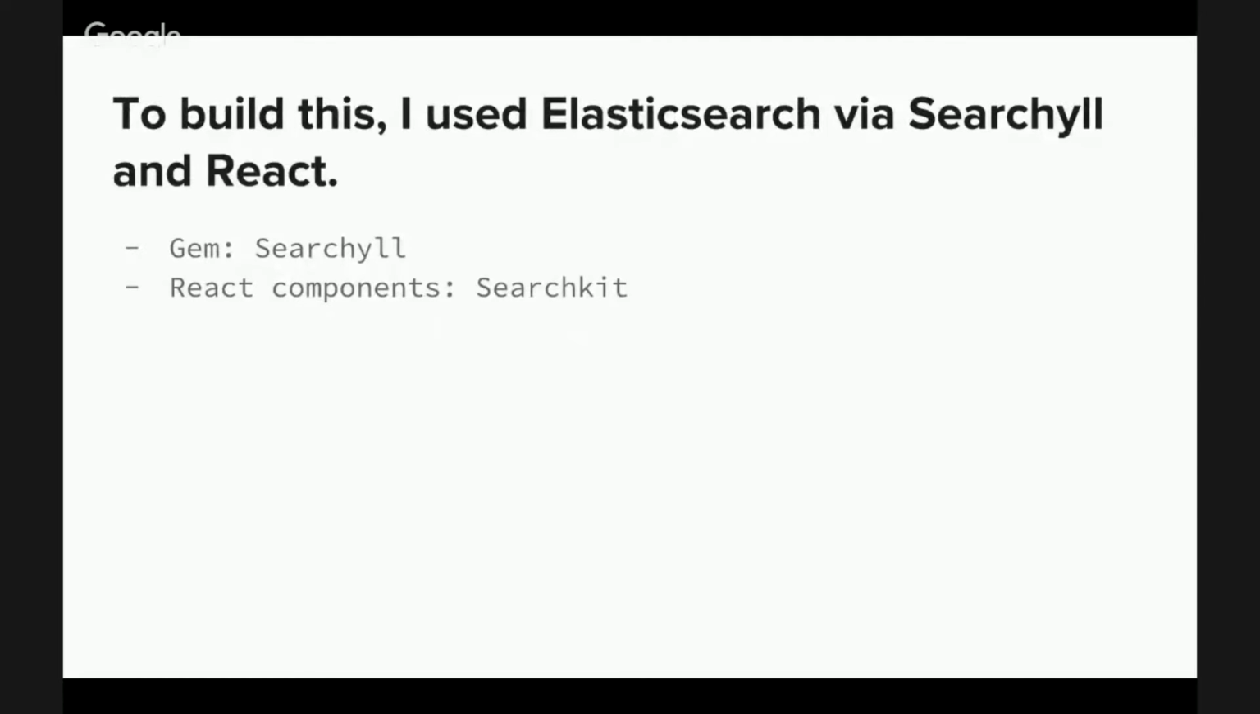Yeah, so to build this, to finally put a search box on my site, I use Elasticsearch via Searchable, and then I'm also using React, which I mentioned earlier, and those React components are coming in through SearchKit.